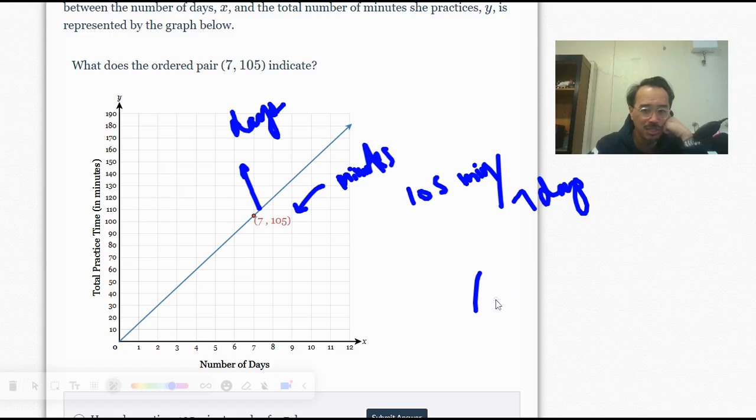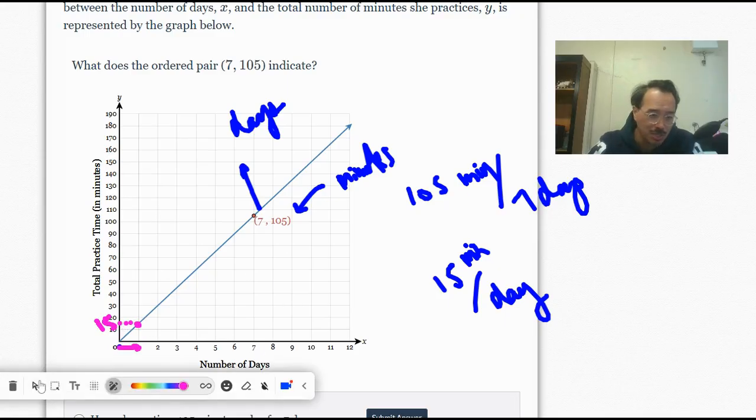So how many minutes per day is it, by the way? Just curious. Yeah, 15. Right? Because all I did was 105 divided by 7. Okay? So she practices 15 minutes a day. Now, if you trace the graph, by the way, even though this point is 7, 105, if you look at 1, so if I go to the right, let me use a different color. If I go to the right to 1 and I go up here, you realize this number, if you trace back, that's 15. Now, you can't see that because it doesn't say 15, but it confirms our suspicions, I guess.